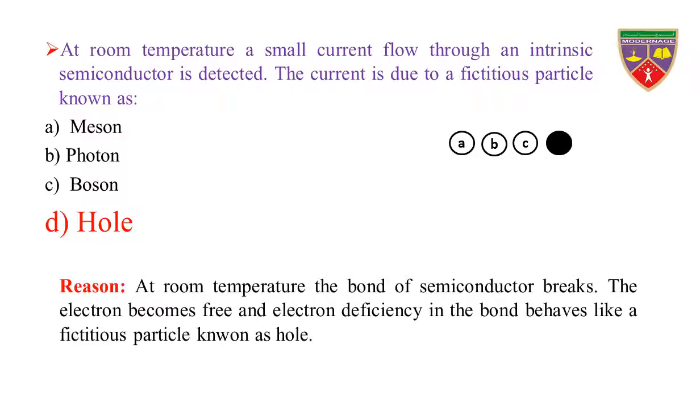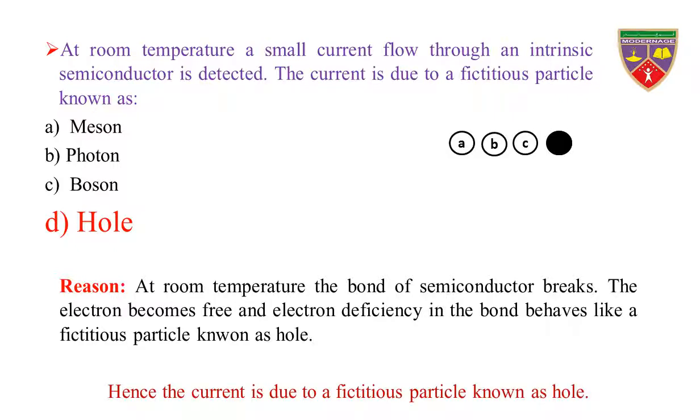Reason. At room temperature, the bond of semiconductor breaks, the electron becomes free, and electron deficiency in the bond behaves like a fictitious particle known as hole. Hence, the current is due to a fictitious particle known as hole.